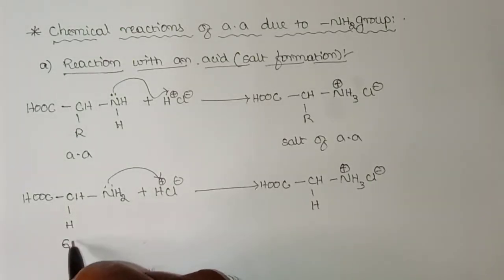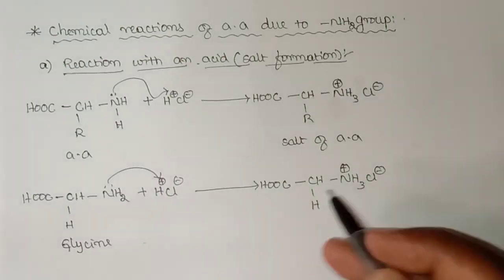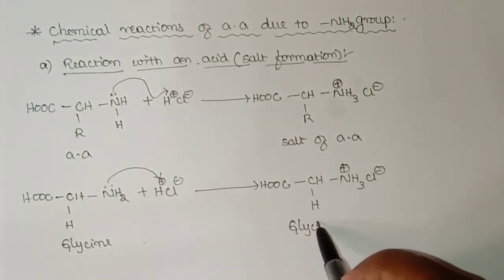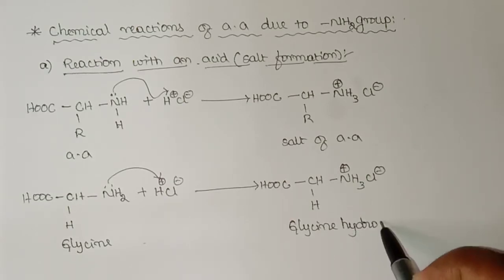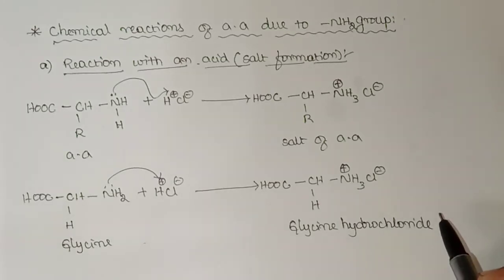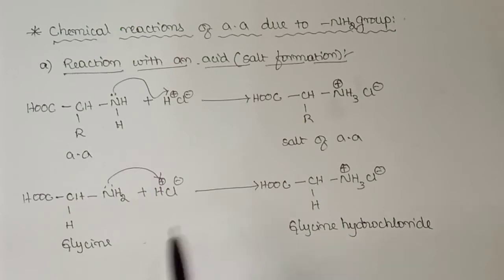So here the amino acid I have taken is glycine, and this is the hydrochloric acid. The resulting material is glycine hydrochloride, and here you can notice, when you react glycine with hydrochloric acid, none of the components is eliminated, and solely HCl is added on to the glycine. So it is an addition compound, so we are calling this glycine hydrochloride.